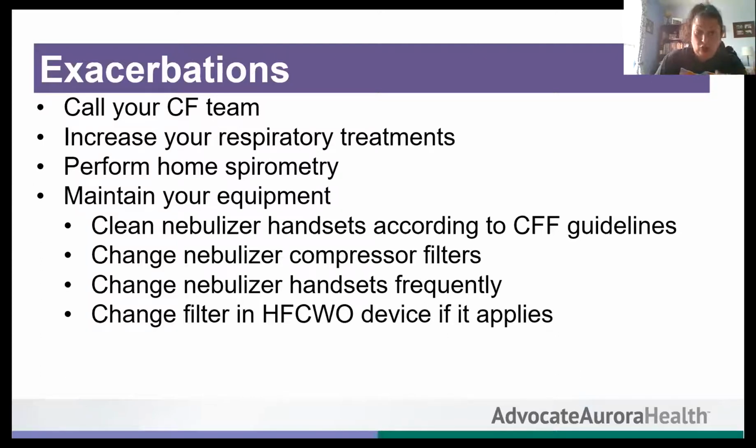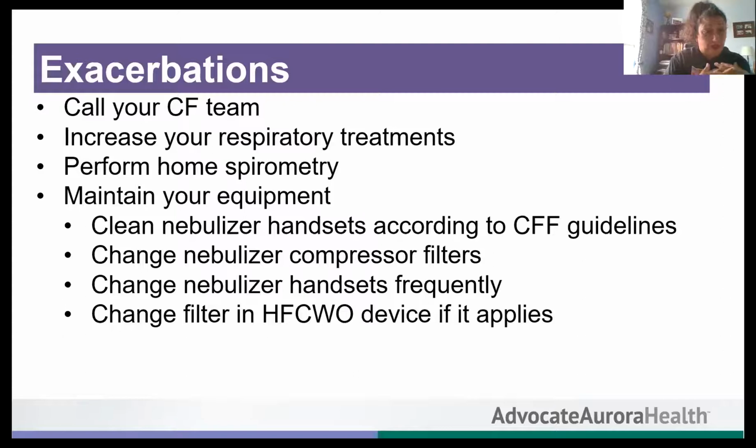Maintaining our equipment, super important. Clean your nebulizer handsets according to the guidelines after every use. Make sure you change your nebulizer compressor filter. Some nebulizer machines have filters on the side. They must be changed every 6 months. Please keep an eye on that. Maybe set yourself a little reminder in your calendar to change it every 6 months.